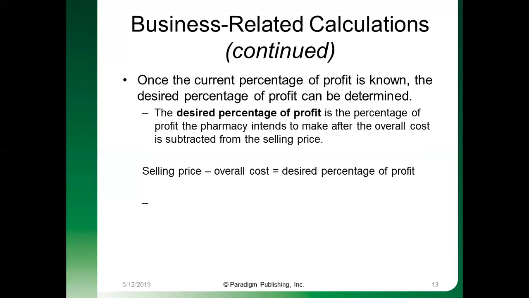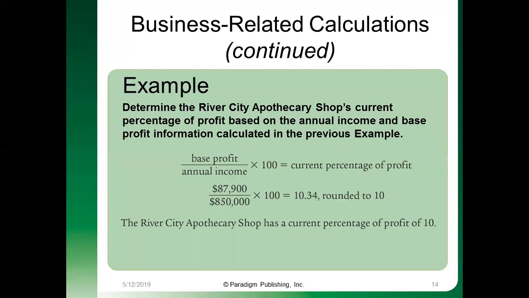So the selling price minus the overall cost is equal to the desired percent of profit. So let's go over the example. Determine the River City Apothecary shop's current percent of profit based on the annual income and the base profit information calculated in the previous example.